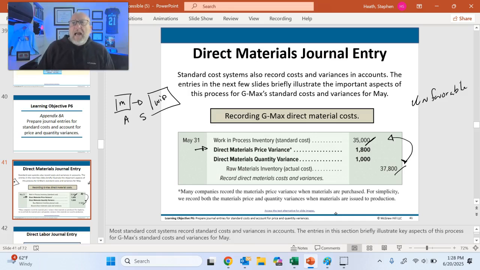And then in addition, we have a direct materials quantity variance, meaning we're using more material than we anticipated. Okay. And so since it's unfavorable, it means that we are adding to the cost. And so if I wanted to add to the cost in work in process, unfavorable adjustments would be debits to the work in process account. Okay. And they would also be direct material price variances. And that this way I have 37,800 in this account.